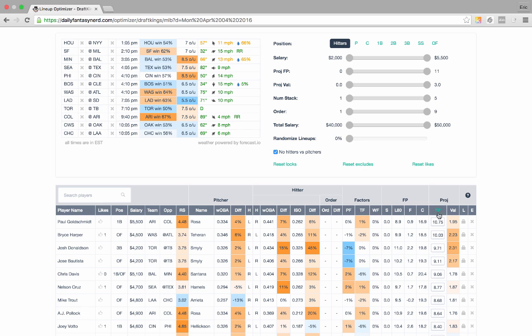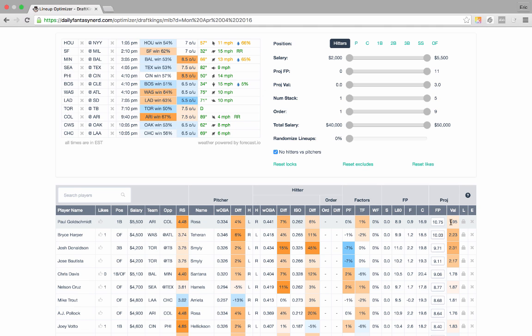Over here we have our projections. So this is Daily Fantasy Nerds proprietary projections. We live update this throughout the day. It incorporates all of the stats that we've been discussing, Vegas odds, weather, park factors, temperature, wind, all the splits, the expected runs scored. So we aggregate all of this information for you into one number here for the projected fantasy points so that you can get a really easy, concise view of how we project a player is going to do on any given day.